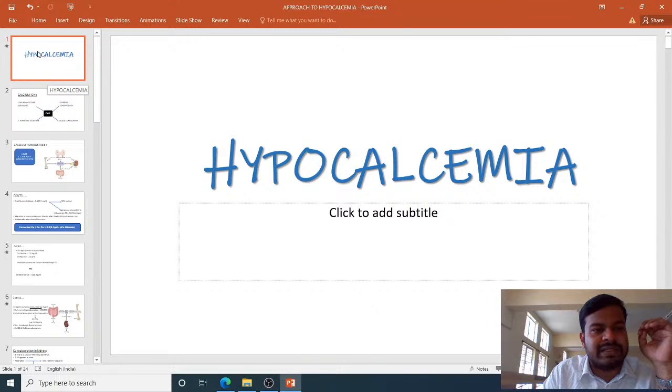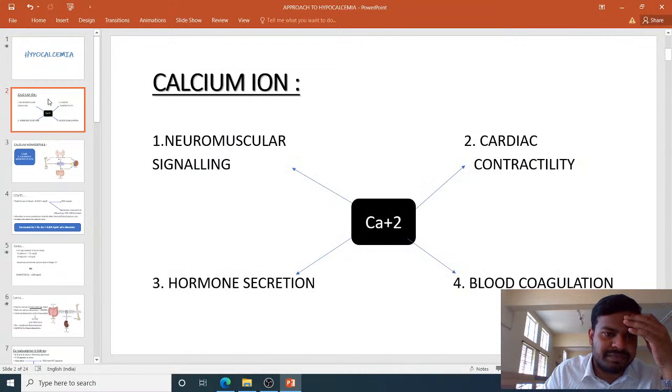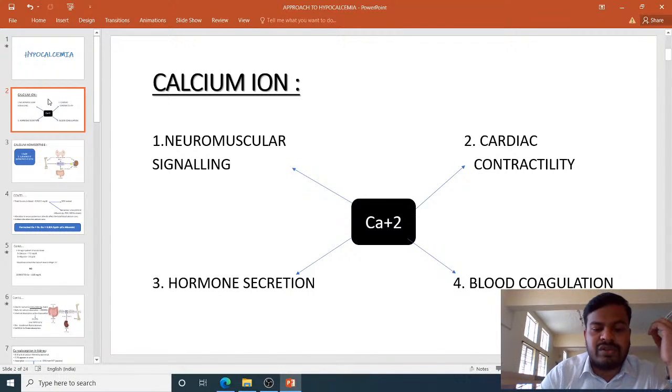Today we'll be discussing some points on hypocalcemia and calcium metabolism. Calcium plays various roles in the metabolism. It has a vital role in neuromuscular signaling, cardiac contractility, hormone secretion, and blood coagulation. These are the main and very important functions where calcium is involved.